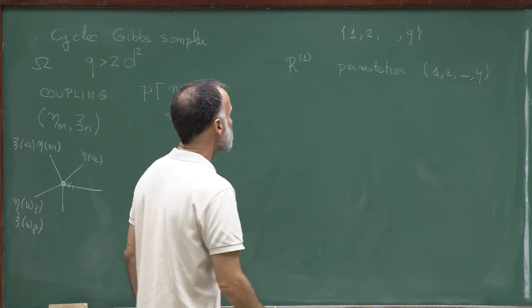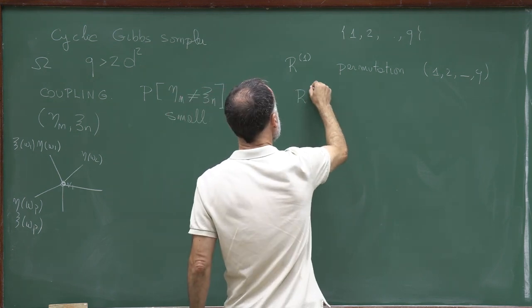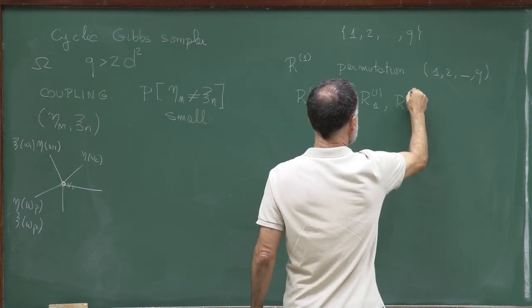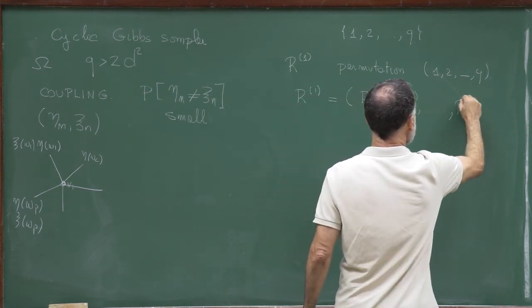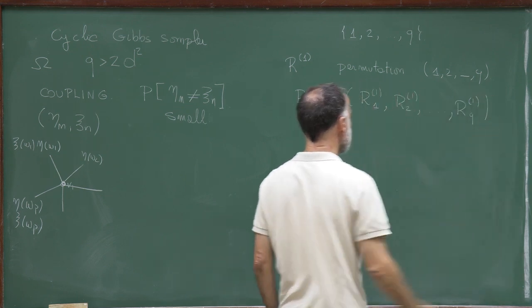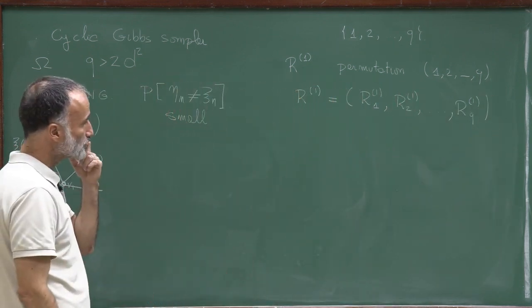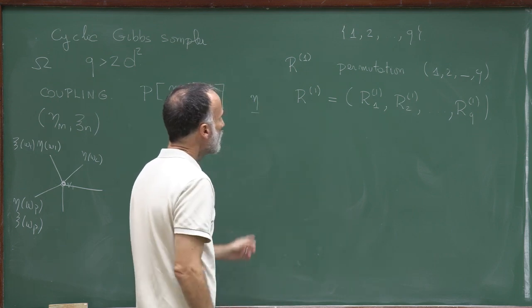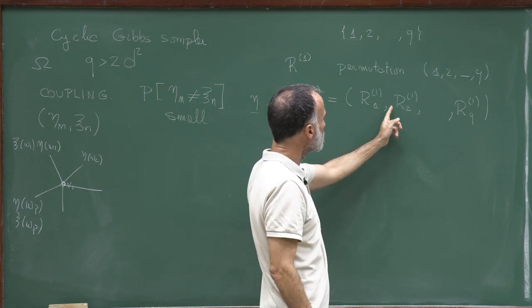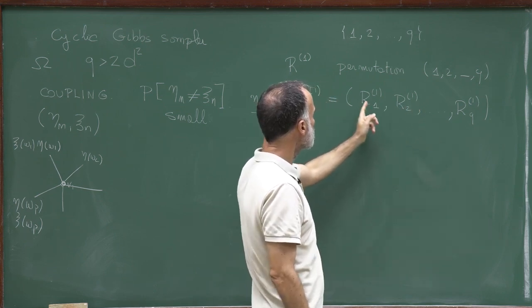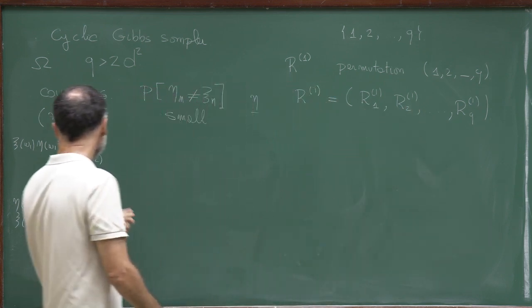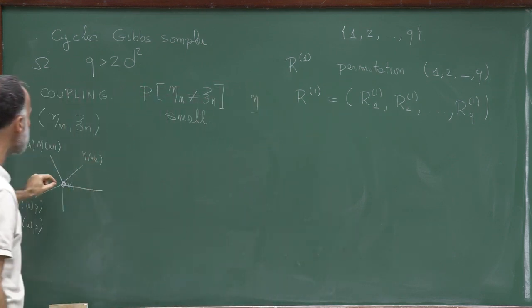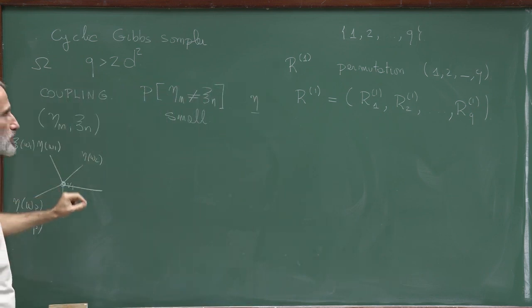So it will be a permutation, and so R1 will be just a sequence R1,1, R1,2, and up to R1,Q. So this is a permutation of the colors, and the idea is that I started from eta, and I will look at, in this permutation, the first allowed color. So I look at the first color, I see if I can use this color, so if it satisfies the constraint. If it satisfies the constraint, this is the color I put for eta at vertex V1.